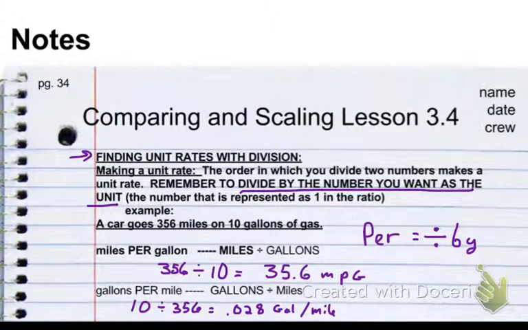Okay, so ladies and gentlemen, just remember anytime you hear per, you mean divide by. And they both tell you very different things. One will tell me how far I can go on a single gallon of gas, and the other one tells me how much gas I use to go a mile.